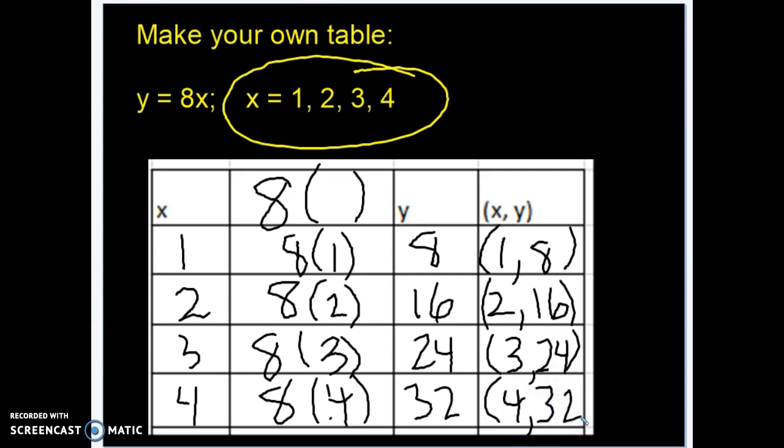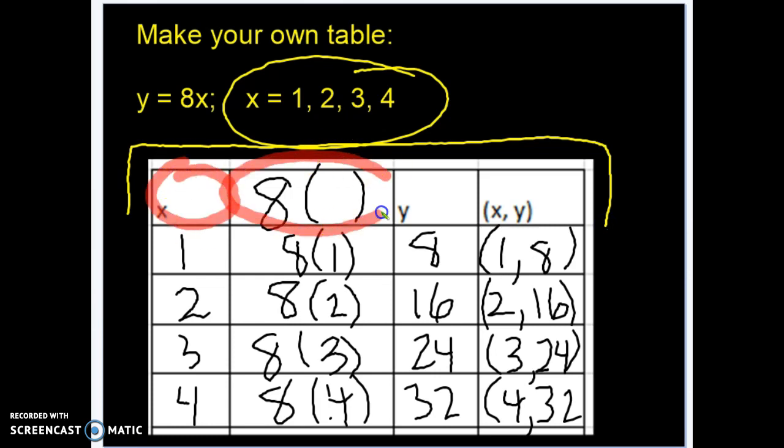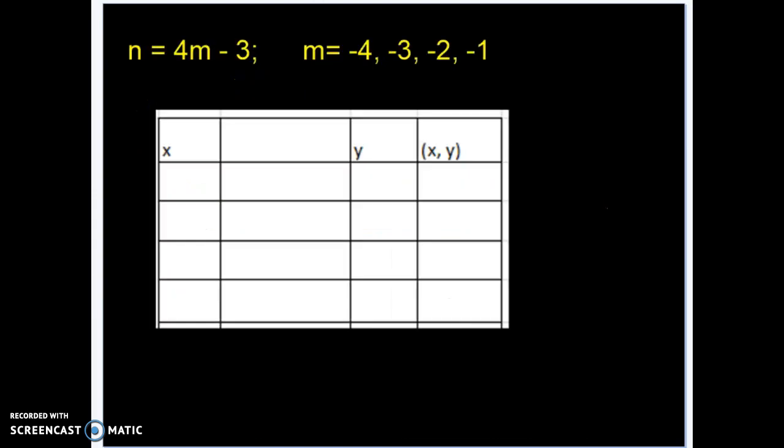So when you make a table, you want to make sure that you have all of these columns here. You have a column for x. You have a column for what the operation is telling you to do. You have a column for y, and then lastly, you have your goal, which is to figure out what the ordered pair is in the form of x comma y.